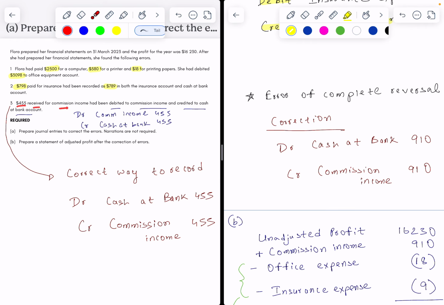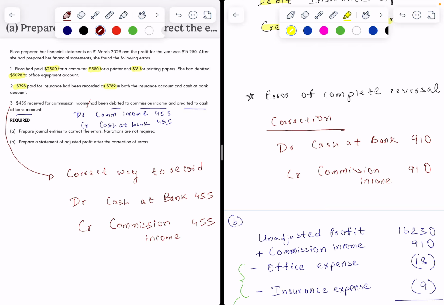$455 received for commission income had been debited to the commission income and credited to the cash at bank account. All right. So when we read this transaction ourselves, just by reading the first few words, $455 received for commission income.